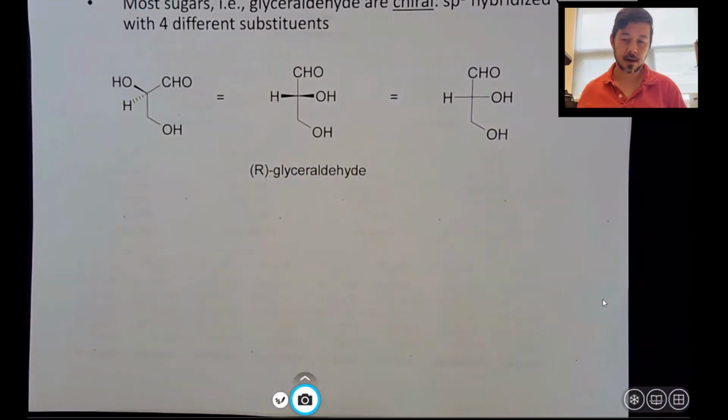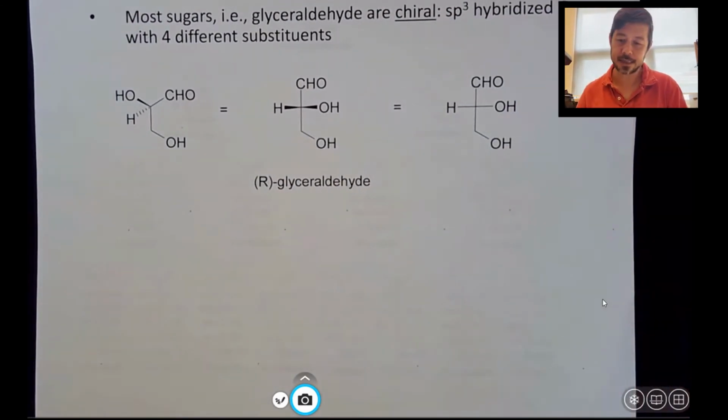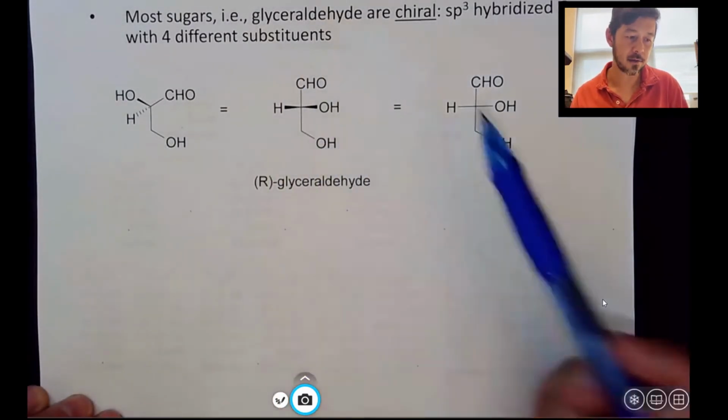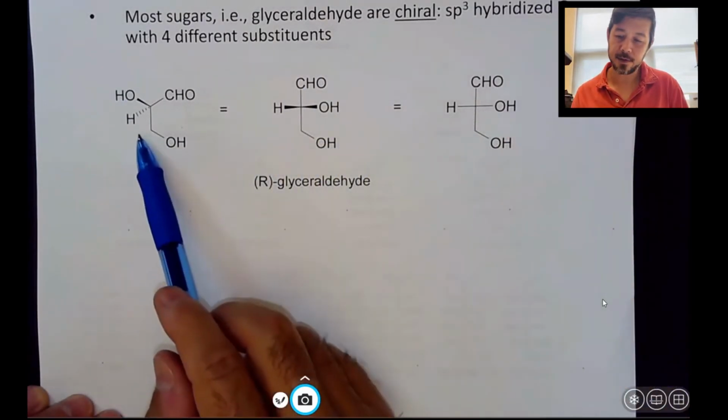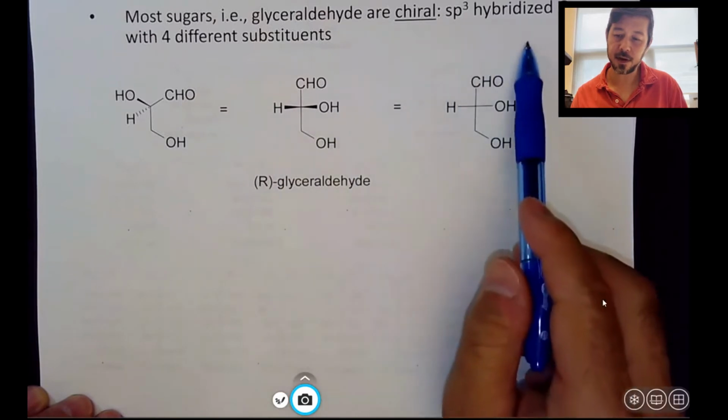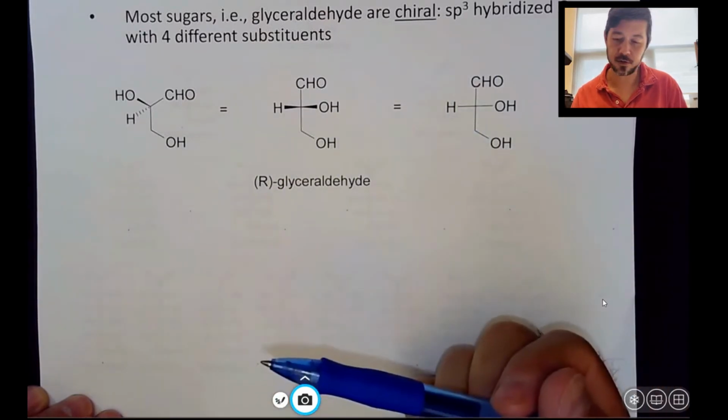Okay, but let's talk about some very simple sugars, and let's talk about glyceraldehyde. Most sugars like glyceraldehyde are chiral. And here's an image of glyceraldehyde. You have an sp3 hybridized carbon with 4 different substituents.